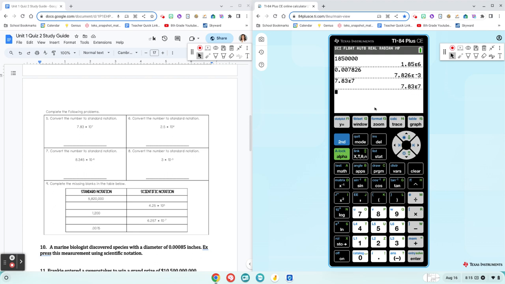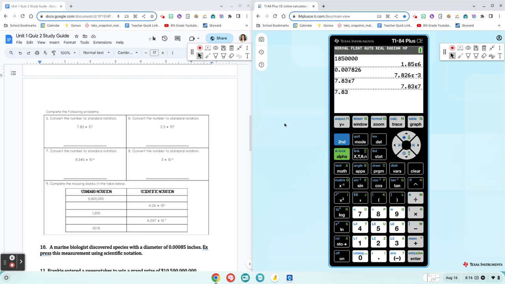Okay, that's not helpful. So what I need to do, we're going to switch back and forth between normal and sci mode. So go to mode, let it blink on normal, hit enter to store that, and then let's hit second mode to quit out of there. Now we can type 7.83 times 10 to the 7th, and let me show you how to do it. We know we need the E, right? The E represents scientific notation in the calculator. So we need it to say 7.83 E7.